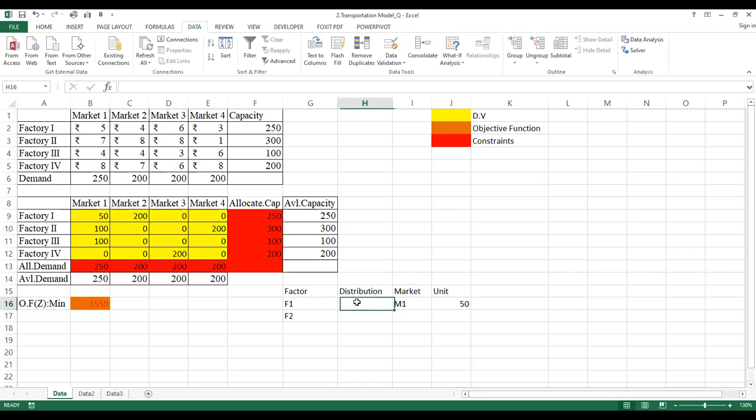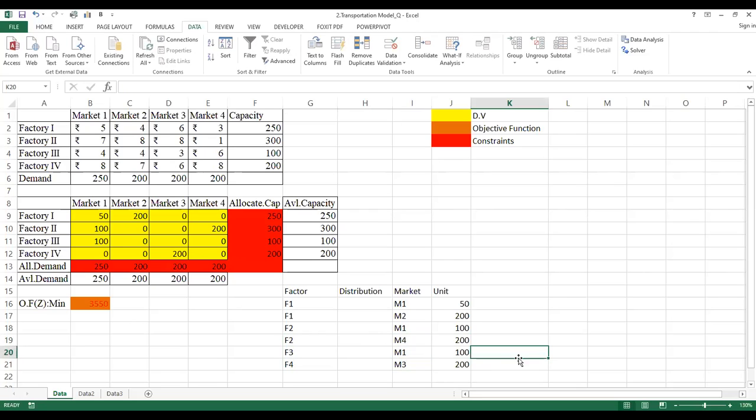If you want, you can put some symbol. Factory 1 to market 2, how much? 200. Sorry, here is factory 1. Factory 1, any other place, that's all. Okay, factory 2 to market 1, how much? 100 units. Factory 2 to market 4, how much? 200. Factory 3 only to market 2, how many units? 100 units. Factory 4 only to market 3, how many units? 200.